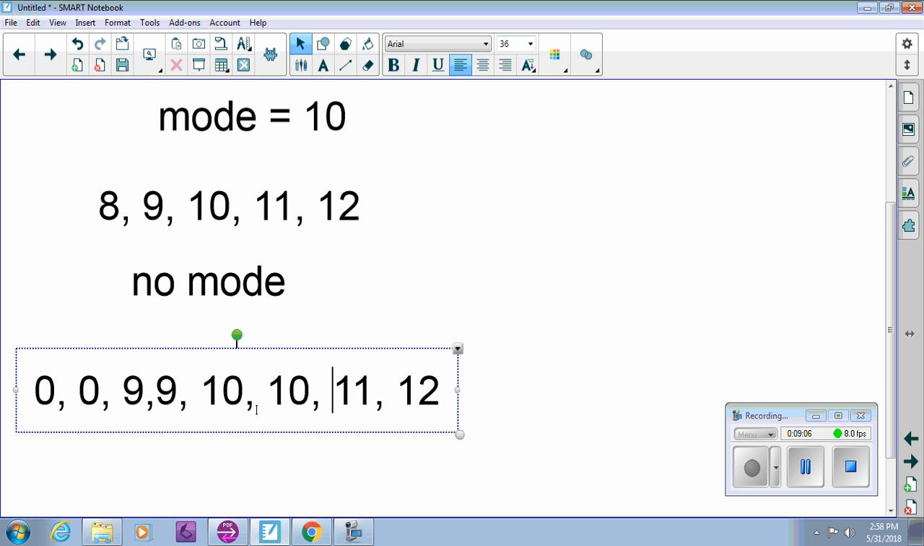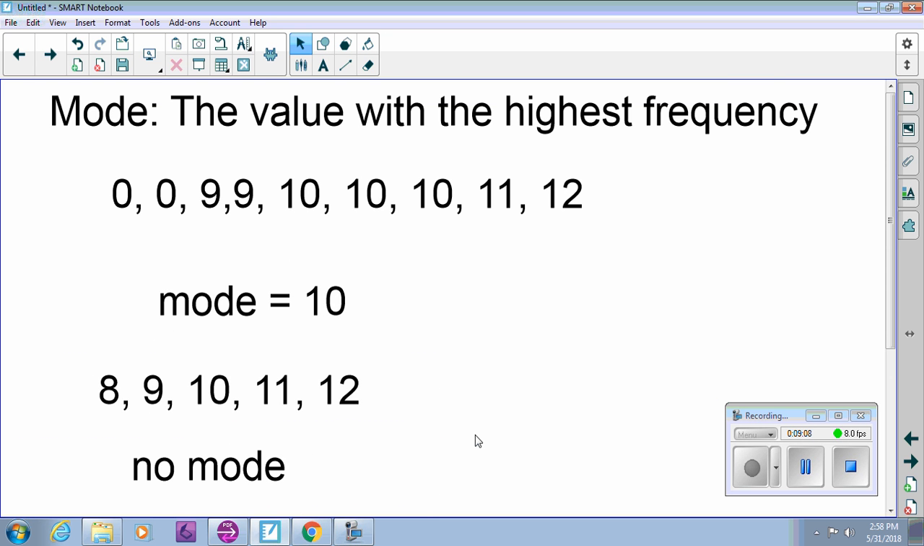Okay? So I hope you enjoyed our video on how to find the mean, median, and mode, and how to find the IQR and range. Tomorrow you can expect to see some questions on this. You will have the use of a calculator, and you will have plenty of time to get that done.